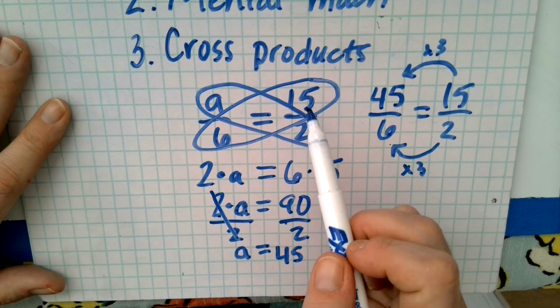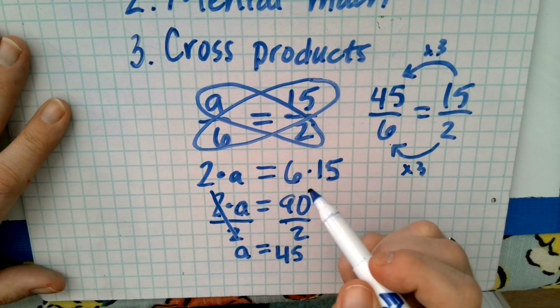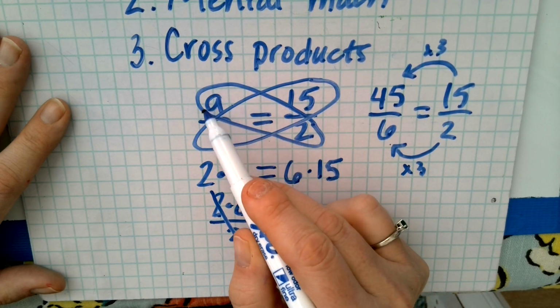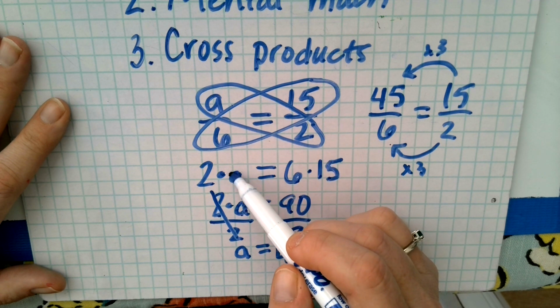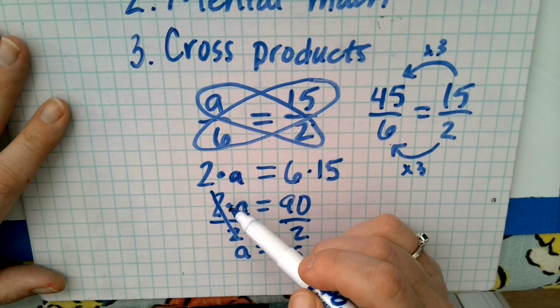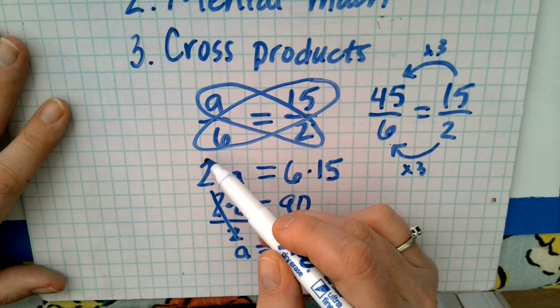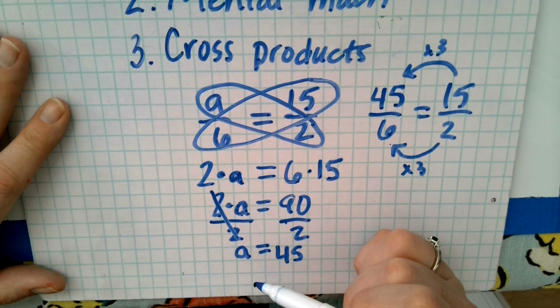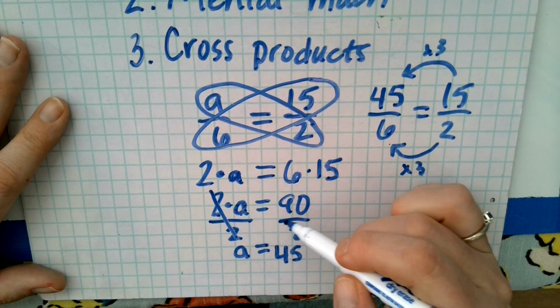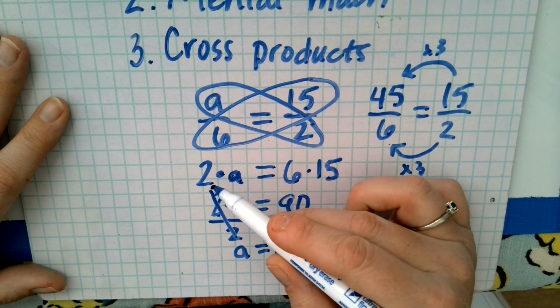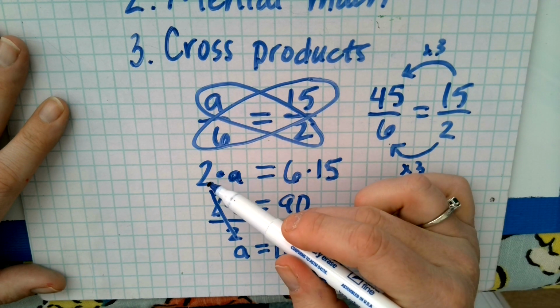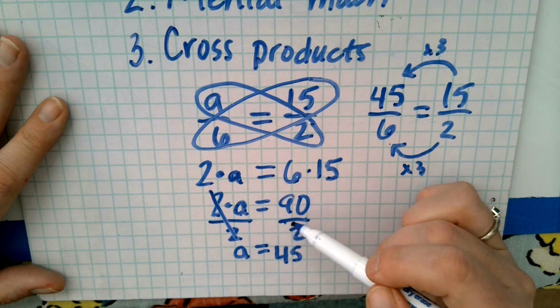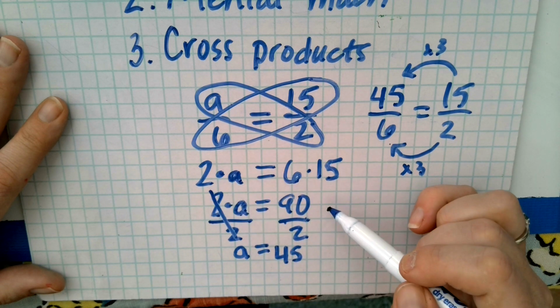So again, cross products: multiply these together, set it equal to the other cross product, and solve for your one unknown by dividing by whatever else is on that side with your unknown. Whatever you do to this side, you absolutely have to do to this side. You can't just make the two vanish. You have to make your equal sign balance this side and this side.